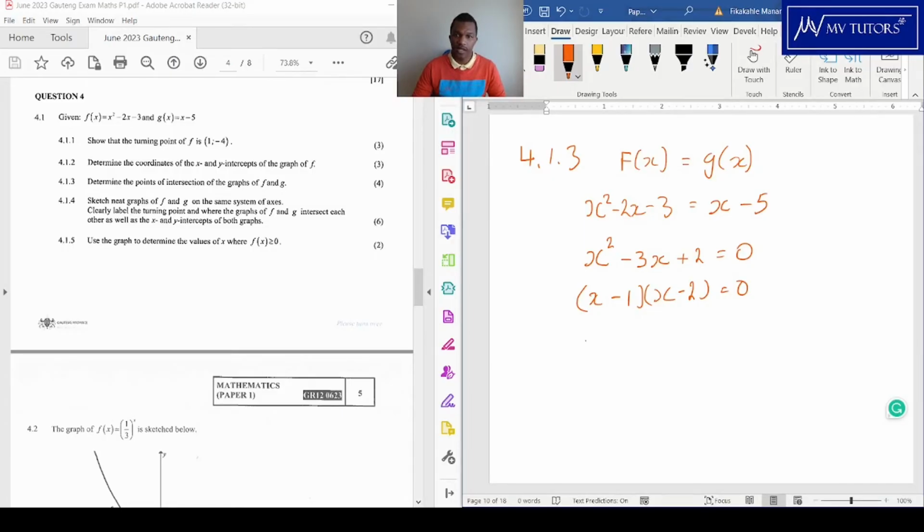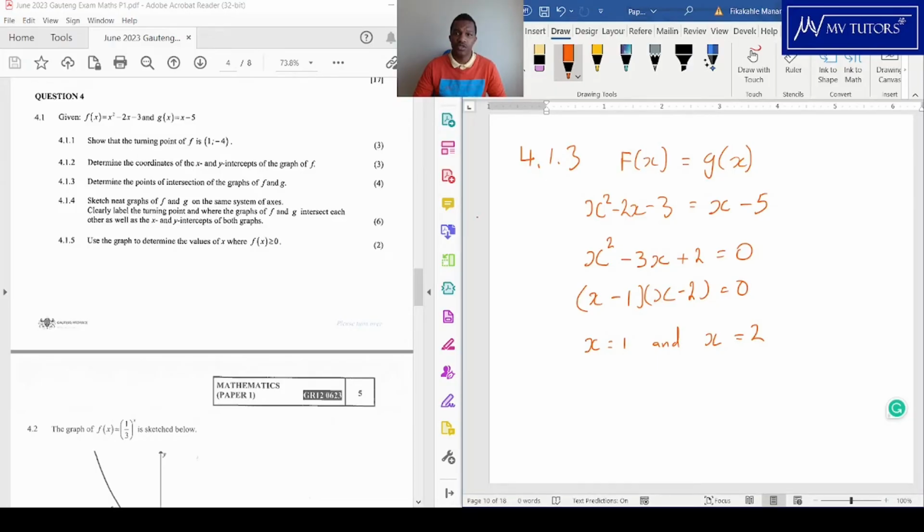Okay, and then I can say x equals 1 and x equals 2. What do they want? Do they want points of intersection? Should I give it in coordinate form? Determine the points of intersection. Well, we can do coordinates.